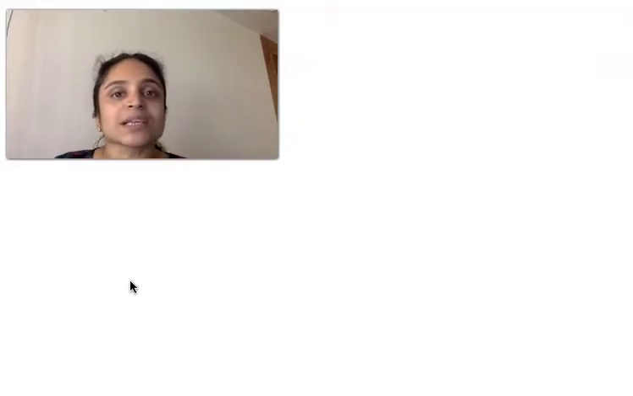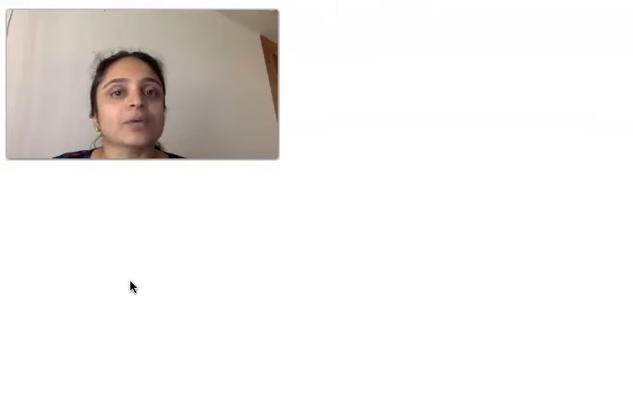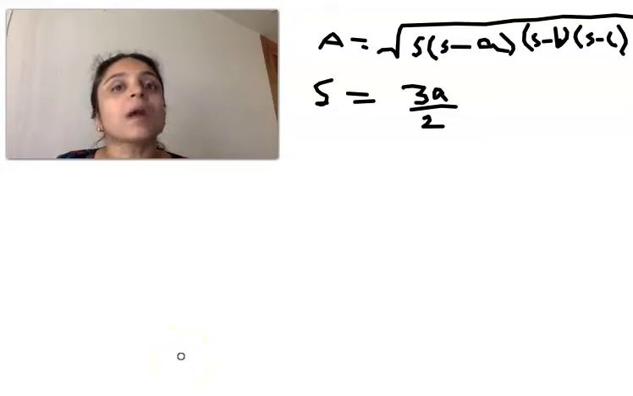Okay, first question is, a signboard indicating school ahead is in the form of an equilateral triangle with side a centimeter. And we have to use Heron's formula to find the area of this triangle. The second part of this question is, if the perimeter of the triangular board is 180 centimeter, then we have to find the area.